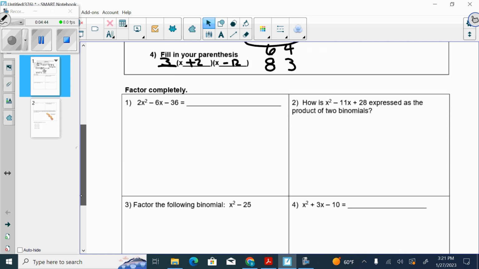So here it says for all of these, we will factor completely. So first thing we look for is a GCF. Does number 1 have a GCF? What is it? Okay. All right, so my GCF is 2, so I go and divide everything by 2. 2's divide out there, and I'm left with x squared. What is negative 6 divided by 2? Very good. And what's negative 36 divided by 2?